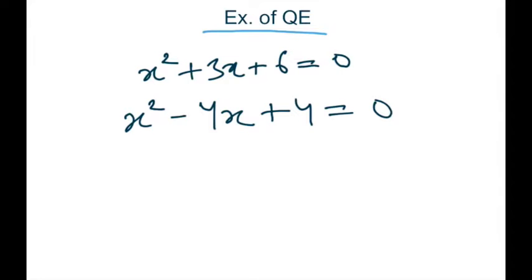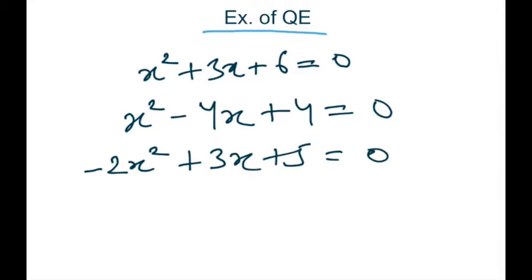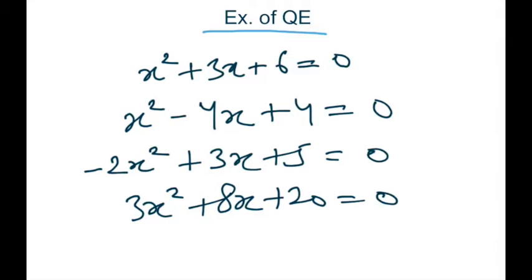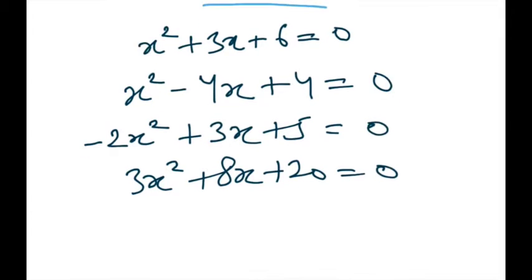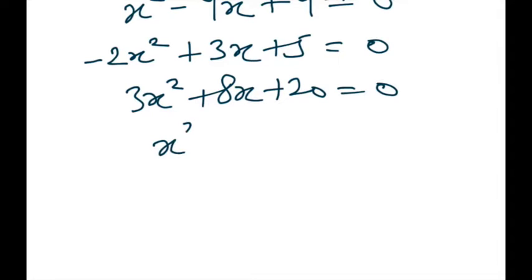Let's take a few more examples. Minus 2x square plus 3x plus 5 equals to 0. 3x square plus 8x plus 20 equals to 0. X square minus 9 equals to 0. So this is also a quadratic equation. The values of a, b and c here are: a is 1, b is 0, right, and c is minus 9.